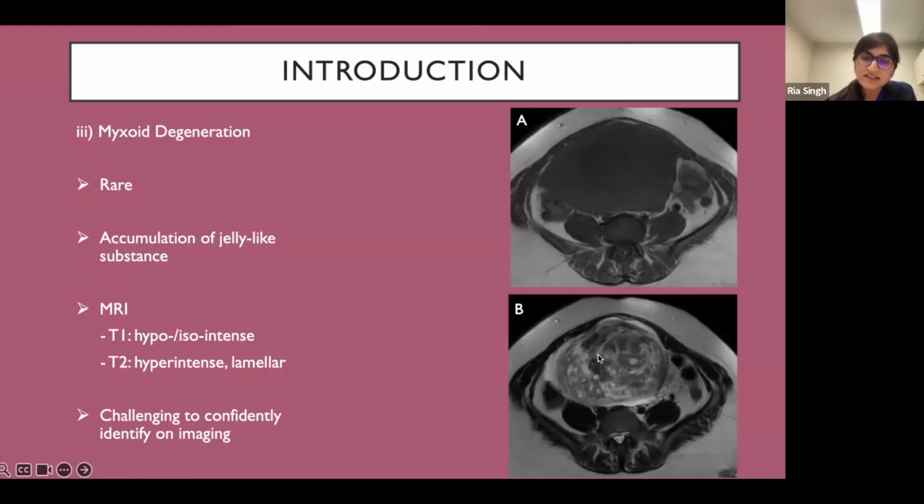And in addition, there are lamellar structures that can be seen within the fibroid. One thing to keep in mind with myxoid degeneration is that it can be challenging to confidently identify in imaging, just because the imaging findings are not specific. You can see similar findings in a uterine myosarcoma or an ovarian cystic mass, something which I will elaborate on later.